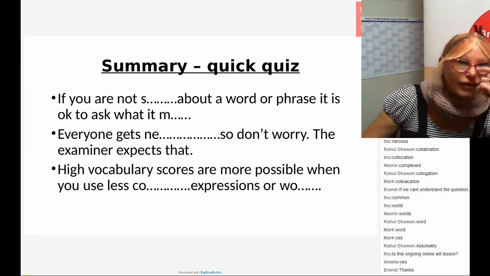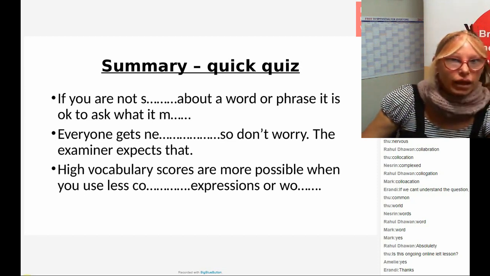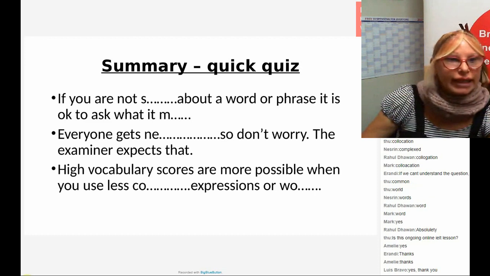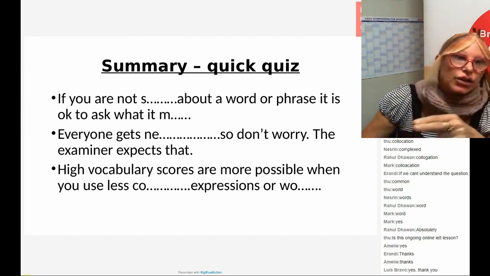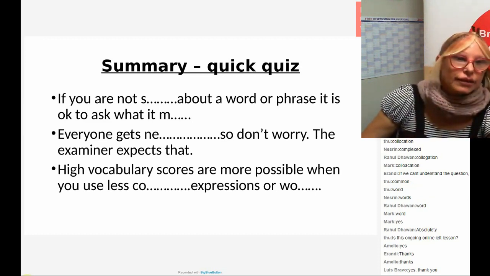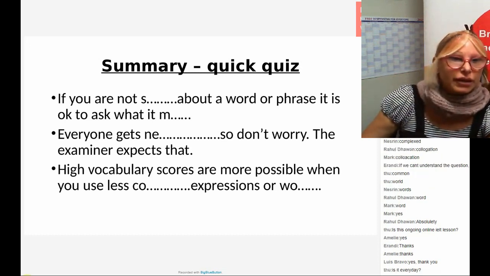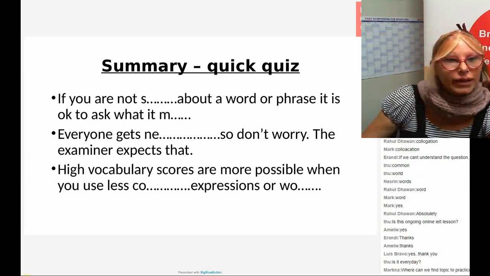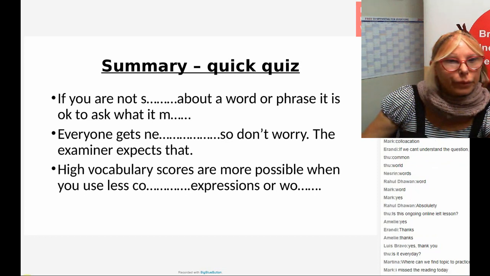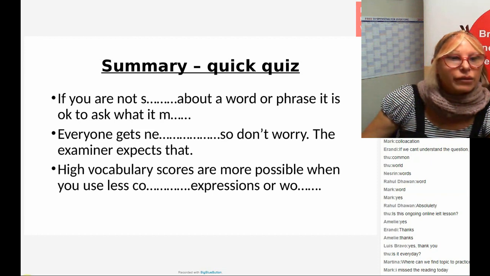It's ongoing IELTS lessons. I do speaking and I do reading, and there's another teacher who does writing. At this stage, I don't think we've got the listening running yet, but I'm sure that will be coming soon. No, it's not every day. At the moment, I think it's like two or three times a week. Oh, you missed the reading today.